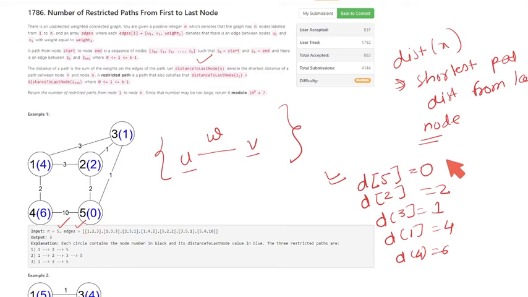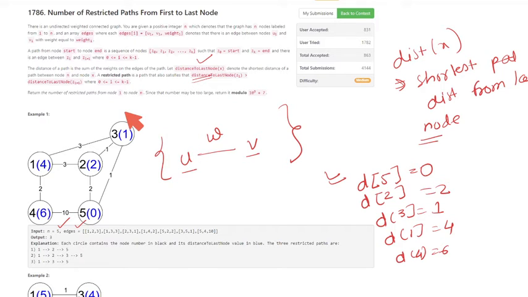So the question is how you will find this array. The answer is simple. You must have heard of this graph algorithm called Dijkstra's algorithm. If you are not familiar with it, I'm sure there are lots of online blogs which will explain Dijkstra's algorithm, so please check those out. Now they are giving another definition, which is the restricted path.